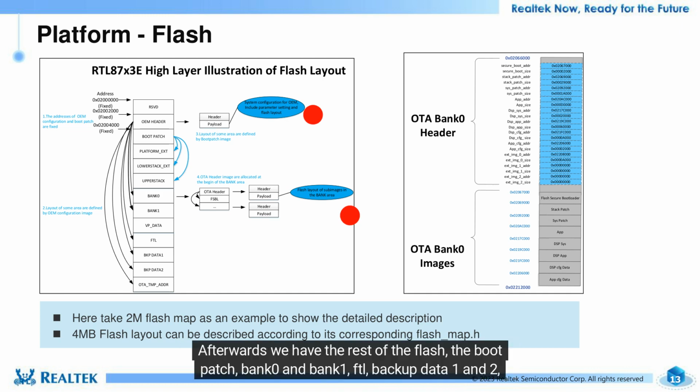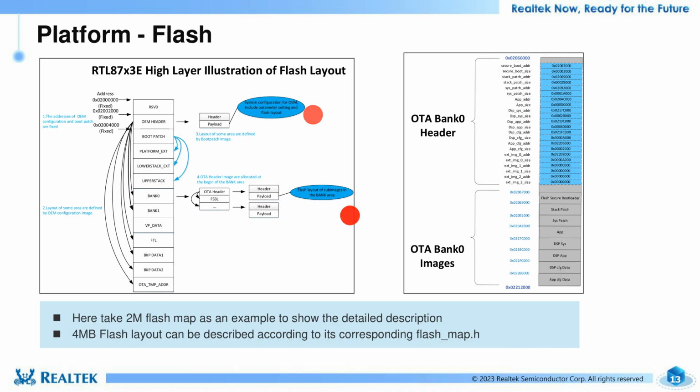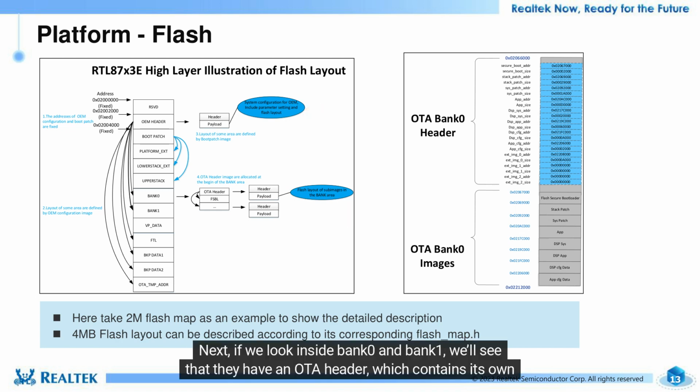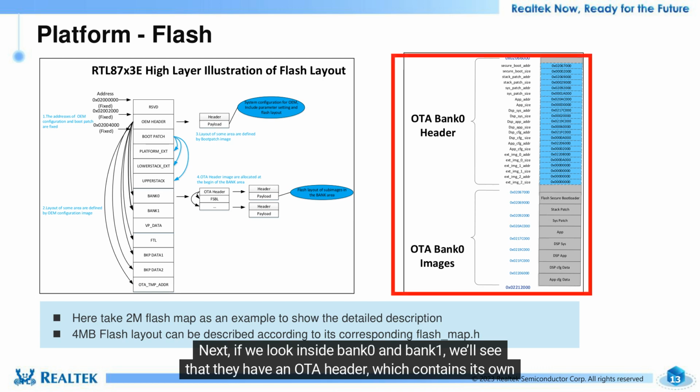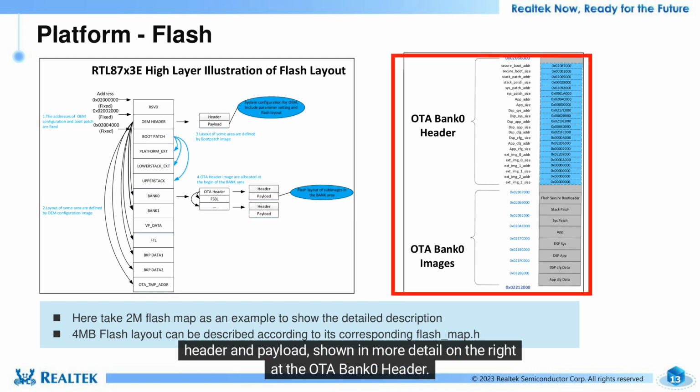Afterwards we have the rest of the flash: the boot patch, bank 0 and bank 1, FTL, backup data 1 and 2, OTA temporary address, and the hard fault handler. Next, if we look inside bank 0 and bank 1, we'll see that they have an OTA header, which contains its own header and payload, shown in more detail on the right at the OTA bank 0 header.